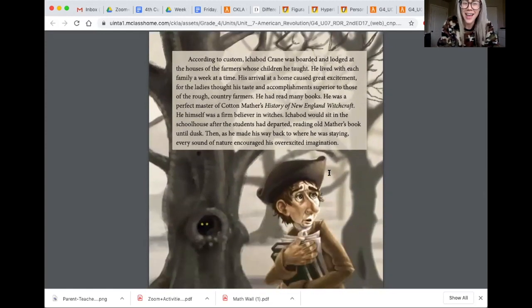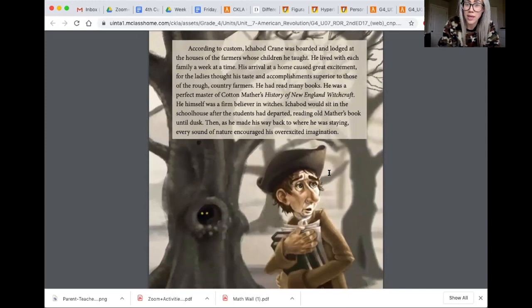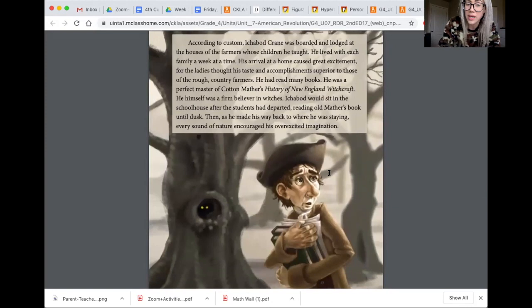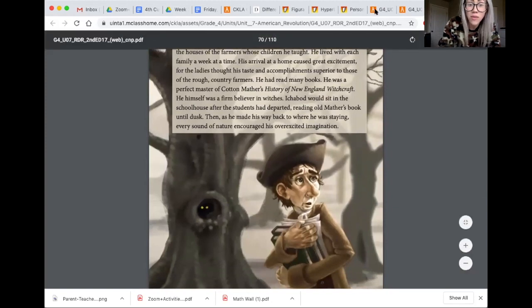Thank goodness. According to custom, Ichabod Crane was boarded and lodged at the houses of the farmers whose children he taught. He lived with each family a week at a time. His arrival at a home caused great excitement, for the ladies thought his tastes and accomplishments superior, meaning more important, to those of the rough country farmers. He had read many books. Guess what, right here, there's a lot of them already, but I'm just noticing this is our helping verb. That's our modal auxiliary verb. He had, and then the verb is read many books.